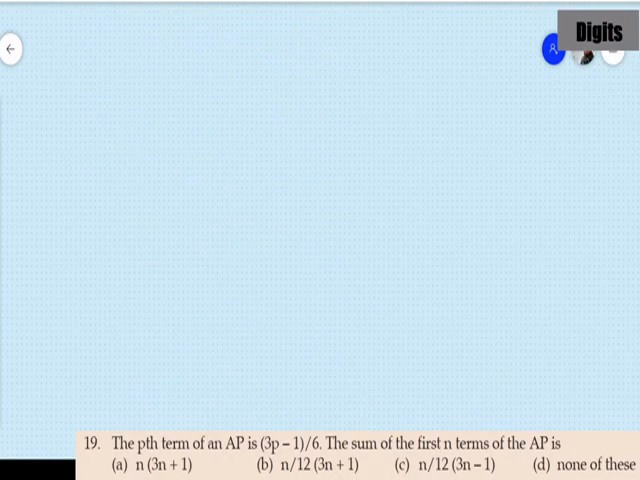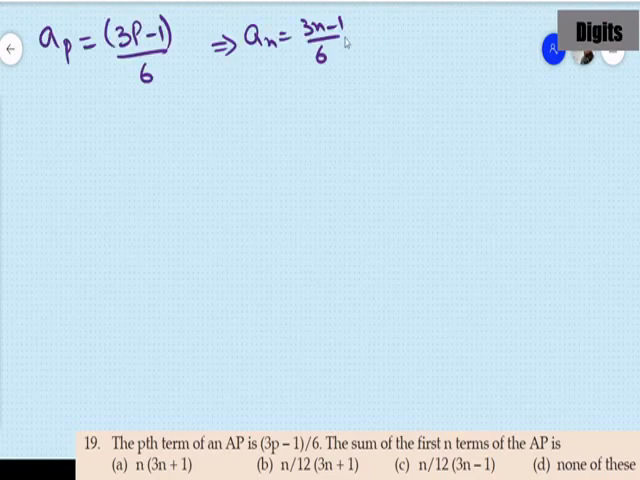Question number 19. The pth term of an AP is (3p minus 1) divided by 6. The sum of first n terms of an AP is. Now we have been given 4 options. Since we are given only the pth term, from this we have to find the nth term. So here the logic is simple. Suppose if I replace p by n, there is no option among the 3.